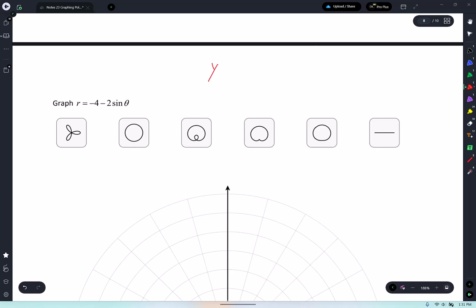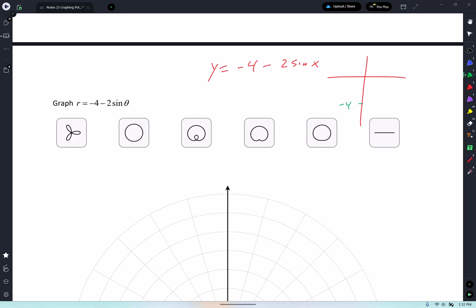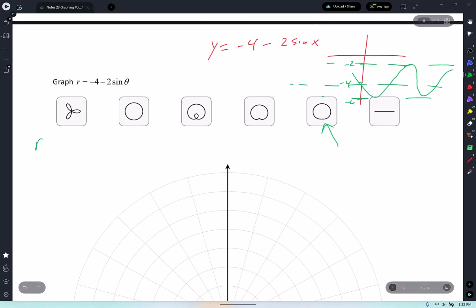Because look, guys, if you were to go y equals negative 4 minus 2 sine x and graph this, let me draw a grid, and here's my x-axis. Here's negative 4 down here, and negative 4 plus 2, negative 2, here's the max, and here's negative 4 minus 2, negative 6, here's the min. It would just look like this. I might not draw it perfect here, but it would just look like that. Do you guys see how it never crosses the x-axis? So let's see if we can draw this one. This will be the last one.